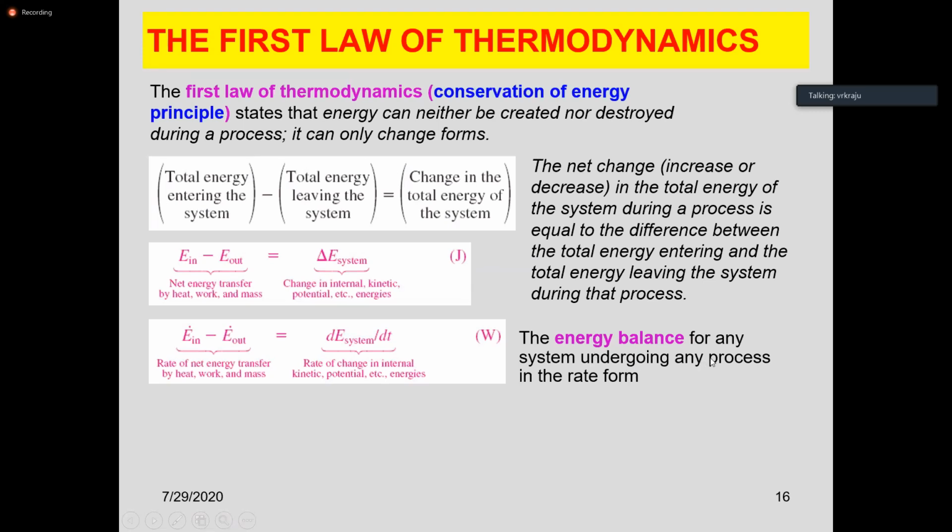So the energy balance for any system undergoing any process is in rate form. That's why in heat transfer we will deal with this sort of equation: rate of heat transfer into the system minus rate of heat transfer leaving the system is equal to the rate of change of energy of the system. So this is the rate of change. That is where the difference comes into the picture with respect to thermodynamics. In thermodynamics, we discuss only up to here, but in heat transfer, we will discuss this one, that is, rate of heat transfer.